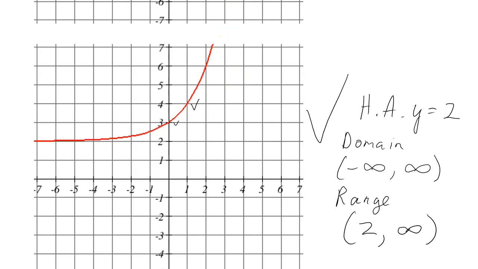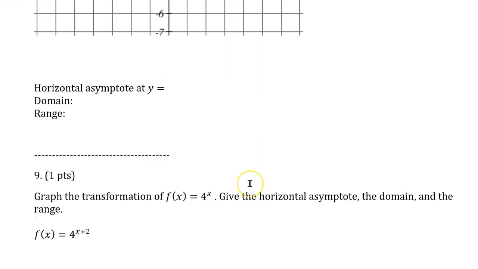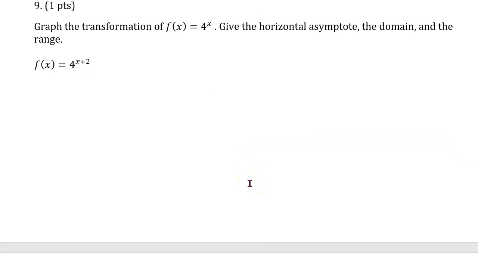Let's take a look now at the next problem. The next problem is problem number 8. Looking at problem number 8, we're asked to graph the transformation of 4 to the x plus 2 power. Give the horizontal asymptote, the domain, and the range. You can always set up a table if you want to evaluate 4 to the x plus 2. Or you can think of this as g of x being 4 to the x minus a negative 2. This tells me that it actually went left 2.